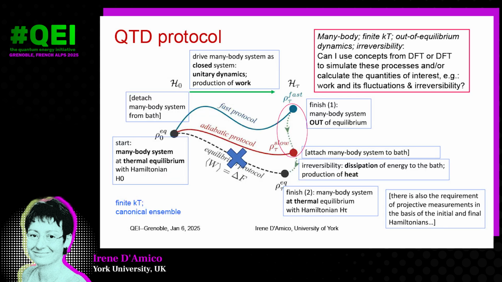Here I'm interested in quantum thermodynamic protocols. So let's say we want to produce work. We are at a finite temperature in the canonical ensemble. We start from a many-body system in thermal equilibrium. And then we detach the system from the bath. We drive our system as a closed system. I will be discussing closed systems. So we have a unitary dynamics with production of work. And we finish in a state that is out of equilibrium.